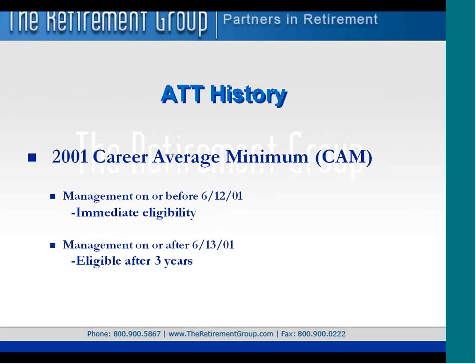In 2001, the company came out with a new pension plan again, and remember, this was the year that the company actually froze the SATB, so they needed another plan that was an incentive to keep employees around. And they came out with this career average minimum. Now, if you were management before June 12th of '01, you were immediately eligible for the plan. Anybody who became management after that time has to wait 3 years to become eligible to start accruing benefits on this plan.